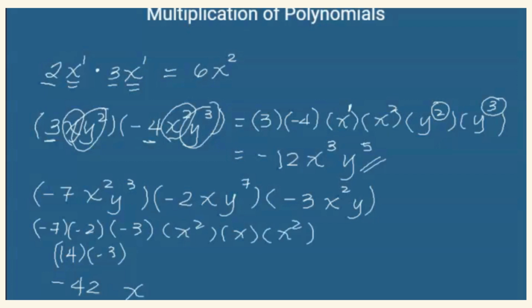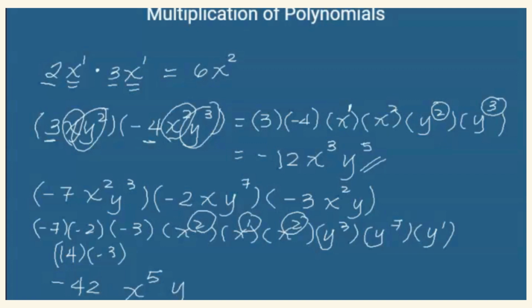Okay. Next, for x, we have x squared times x times another x squared. So that would be x 2 plus 1 plus 2. So to the 5th power. And for the y, we have y cubed times y to the 7th times y to the 1st power. So law of exponent number 1. So we add the exponents of y. 3 plus 7 is 10 plus 1 is 11. So the answer is negative 42 x to the 5th y to the 11th power.